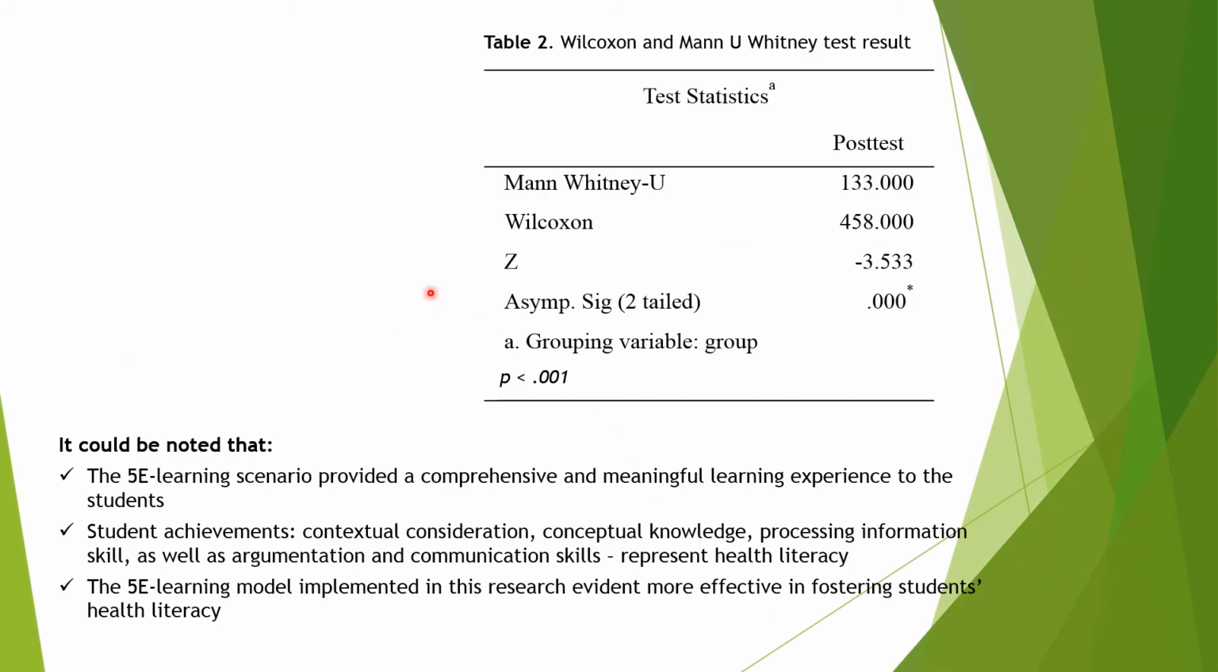Based on the Wilcoxon and Mann-Whitney test results, we can see that there is a significant difference in student achievement, particularly for the health literacy dimensions. Based on the post-test comparisons, the 5E learning scenario provided to the experimental group may promote a comprehensive and meaningful learning experience to the students. Based on this experience, students can achieve skills such as contextual consideration, conceptual understanding, and information processing skills, as well as argumentation and communication skills. All these skills, all this achievement, can be represented as health literacy.